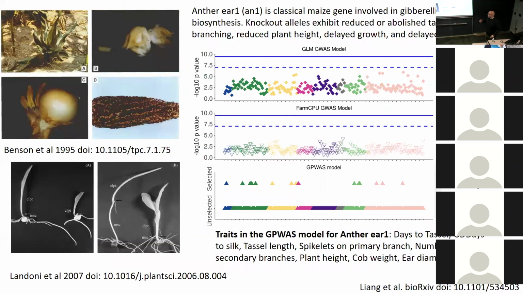We can also look at the specific phenotypes that are being identified as associated with individual genes that have been characterized through forward genetics. So this is an example of anther ear 1, which is a classical mutant that was cloned back in, I think, '95. So we know a lot about phenotypes that the mutants of this gene exhibit. We also know the phenotypes that were identified as associated with it based on the GPWAS model. And a lot of these match up.